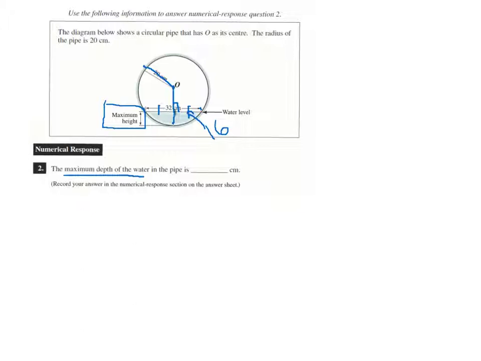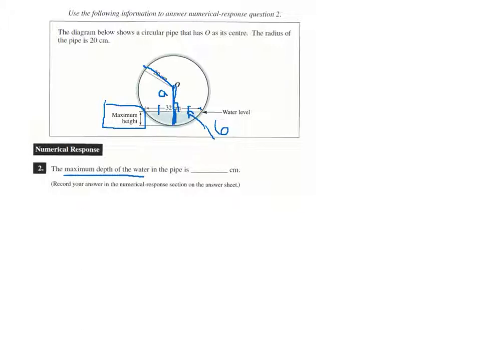Since we are looking for the depth of the water, it will help us to know the distance from the center to the outside of the circle, which is 20, the radius. If we can now figure out what a is, the distance from the center to the chord, we can then subtract that from the radius to figure out the depth of the water.